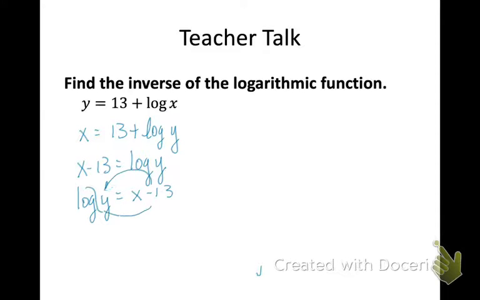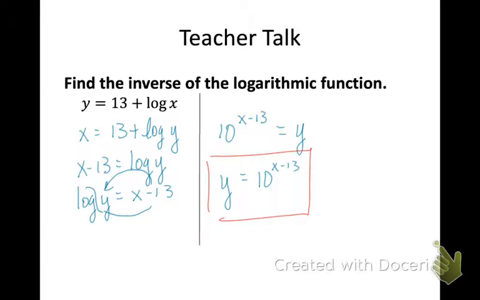Then I'm going to just switch sides, so I have my logarithm expression on the left of the equation. It's easier to work with. I'm going to rewrite my logarithm as an exponential. It's understood base 10, so 10 to the x minus 13 power equals y. And then I'll just rewrite that in y equals form. So the equation that is the inverse of our original log function is y equals 10 to the x minus 13 power.